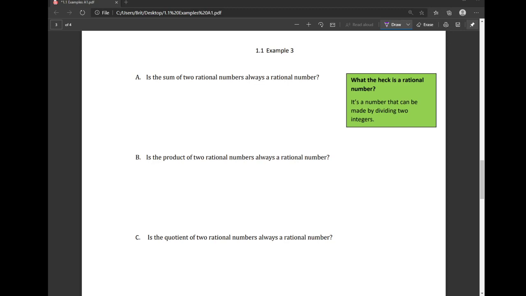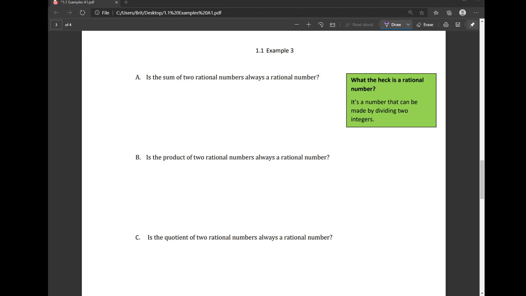This one's example 3 from section 1.1 in the Algebra 1 textbook. This question is asking about when we are dealing with rational numbers, whether certain operations are going to create another rational number. So what we should probably do is start by asking ourselves, what is a rational number? That's the key part here.